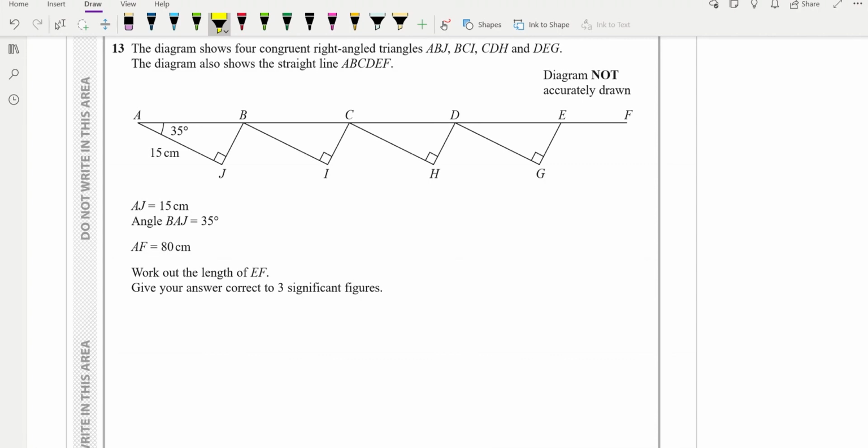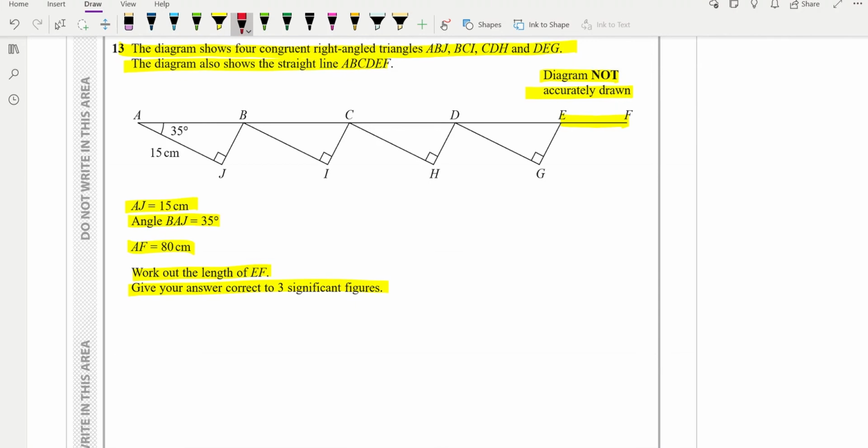Now question number 13. The diagram shows four congruent right angle triangles, and the diagram also shows the straight line. The diagram is not accurately drawn. They have given these measurements also. Work out the length EF and give your answer to three significant figures. So EF length is basically this much length that is required.